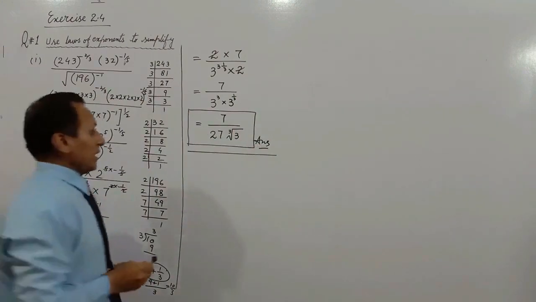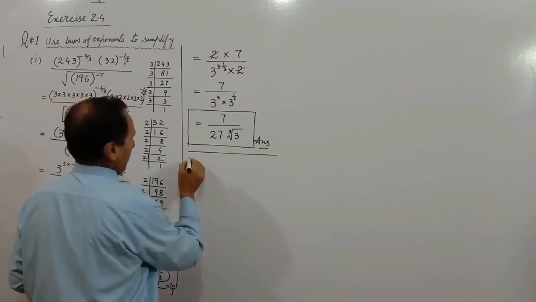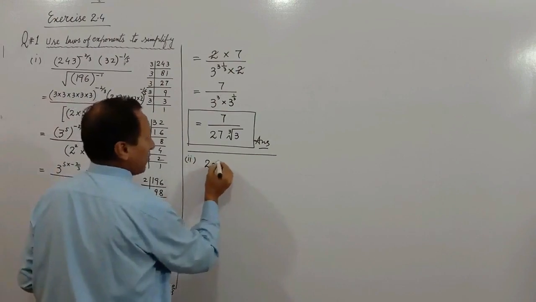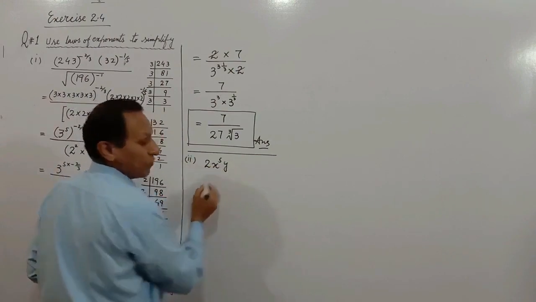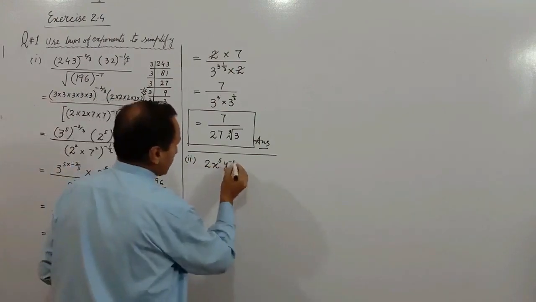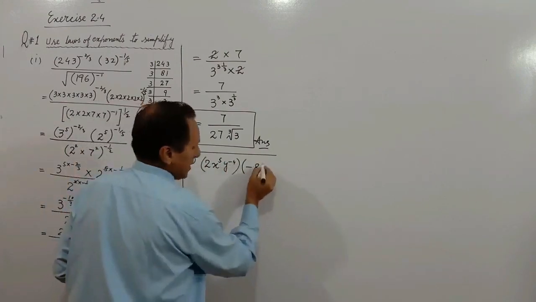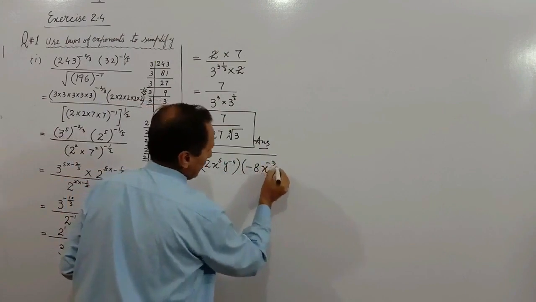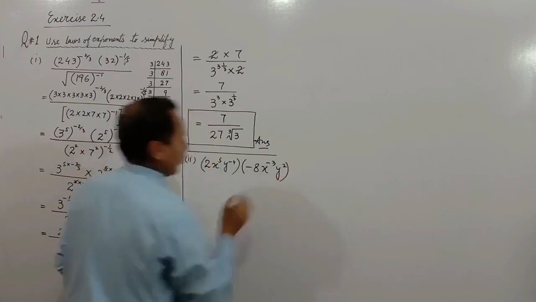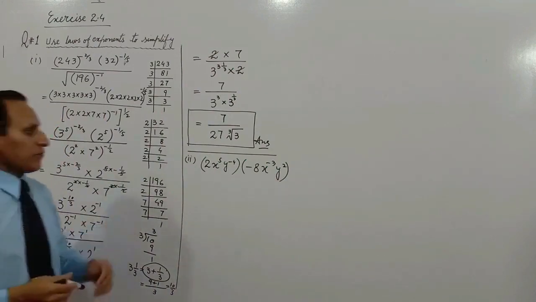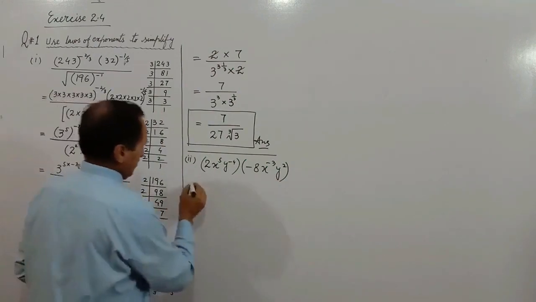So let's begin with question number 1 part 2, and that is 2x raised to power 5 y raised to power minus 4 multiplied by minus 8 x raised to power minus 3 y raised to power 2. So let's begin with this question.